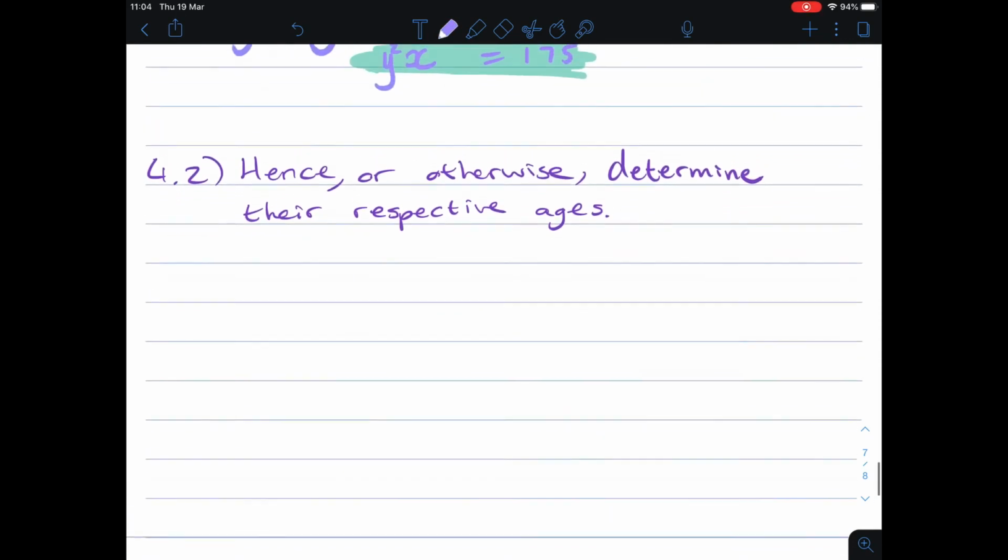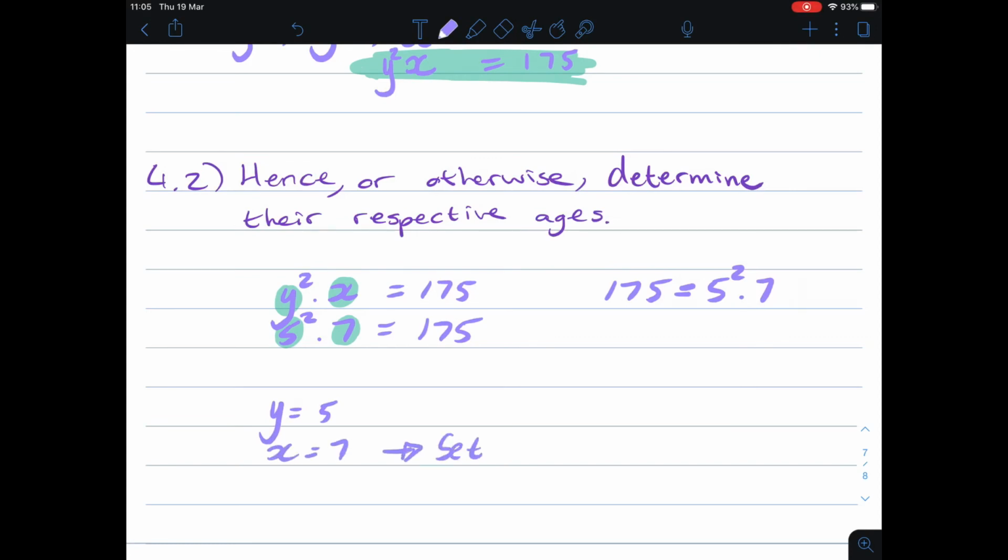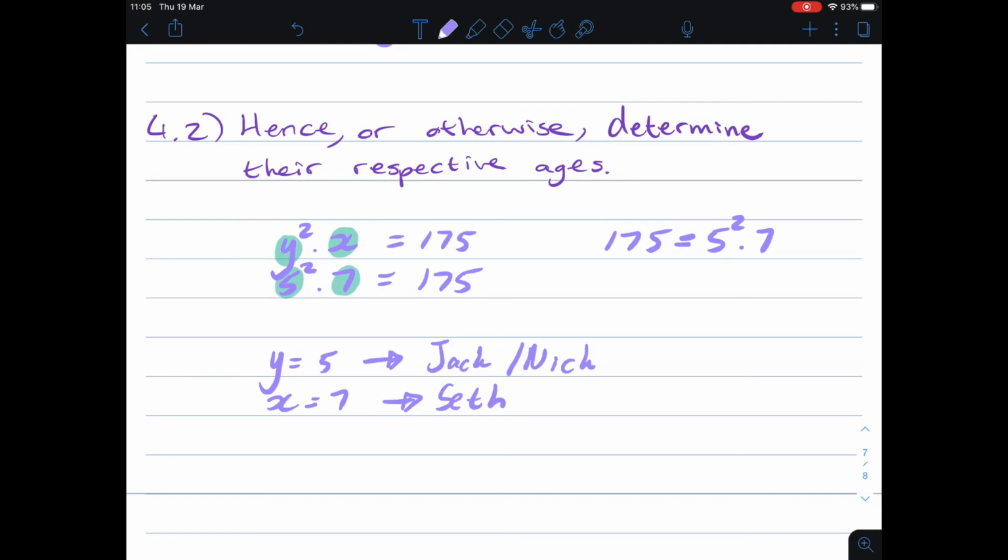The next question asks us to then hence or otherwise determine their respective ages. So I know that I have y squared times x, that's equal to 175. Now, if I break up 175 in a different way, I will actually know that 175 is equal to 5 squared times 7. So y is actually equal to 5 and x is actually equal to 7. We know that Seth is x, and we know that Jack and Nick are both y. And then that is my answer. So Seth is 7 years old, Jack and Nick are both 5 years old. And if you actually times 5 by 5 and then by 7, you get 175. So that was the whole test out of 30 marks.